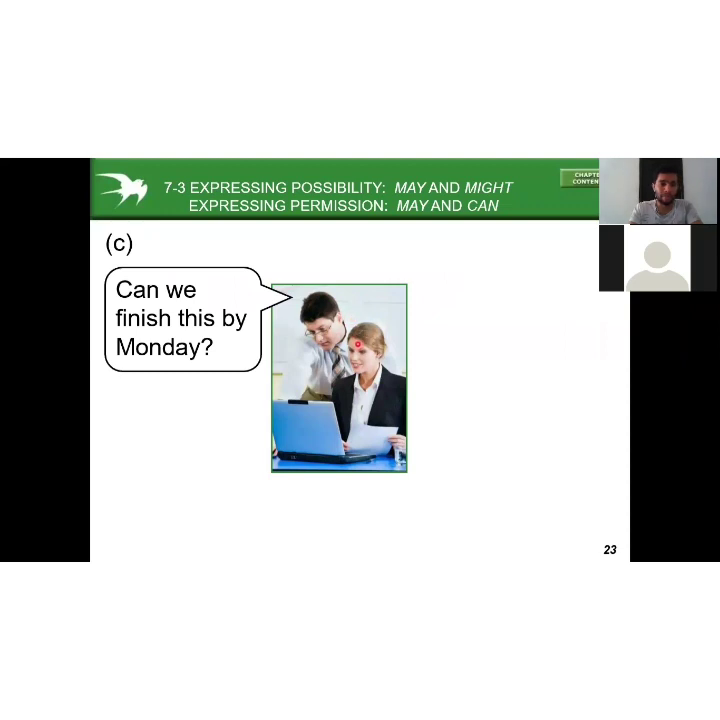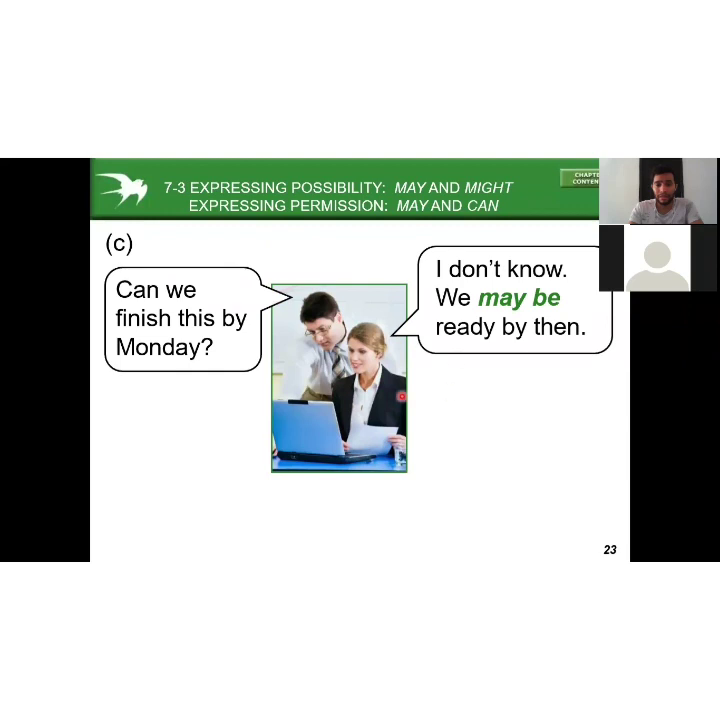Now we have these two people here. They seem to be working on the computer. The man asks, can we finish this by Monday? It's just a normal question, right? And take a look at her answer. Her answer is, I don't know. We might be ready by then. Now take a look. We may be ready by then. It says that she's not 100% sure, but maybe with the effort that they are putting on this project, they may be ready by Monday, right? Because they are working very hard. That's why she's saying may.